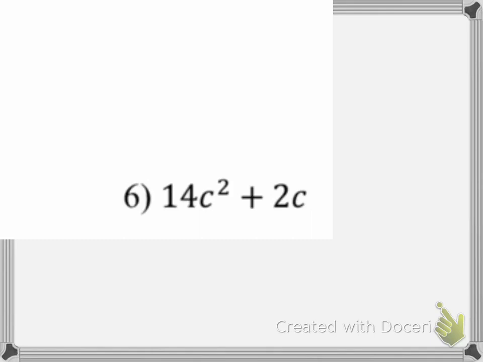And then number 6, my GCF here, well, now I've got a 14 and a 2, so then my GCF amongst those numbers is 2. And then they each share at least 1 C, so I'll take out 2C. So then 14 divided by 2 is 7, and then I take out a C with 1 remaining, and then 2C divided by 2C is 1.